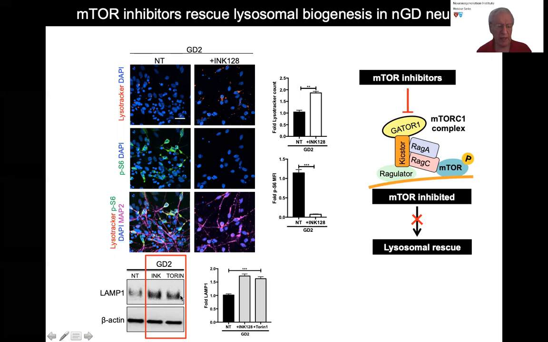And when we look by Western blot with LAMP1 now, we can see that in the GD2 cells, there is a decrease in LAMP1, but we can rescue it with these two inhibitors of mTOR, INK128 and TORIN1. These are catalytic inhibitors of mTOR, and this is quantitated here.